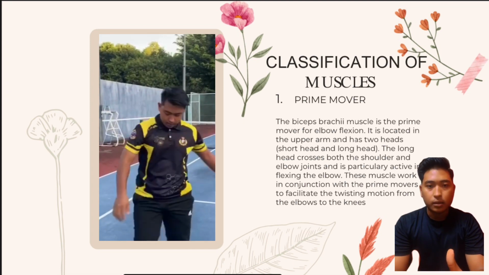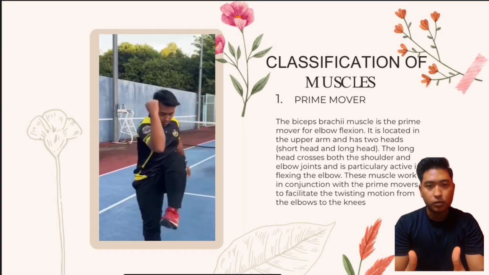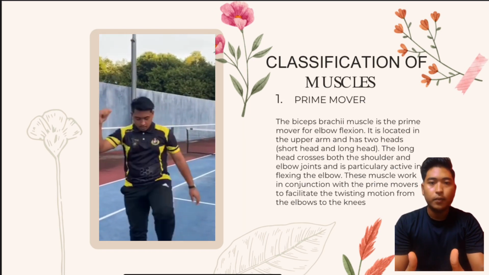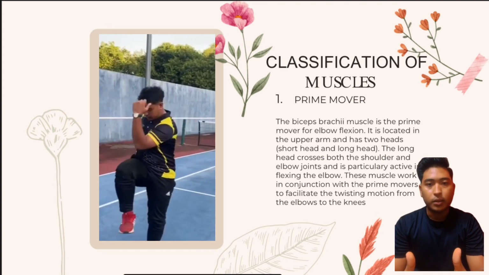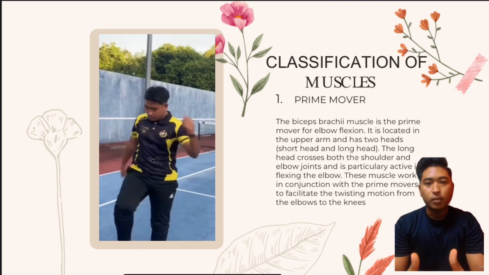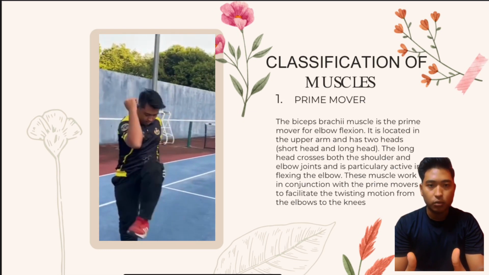The biceps brachii muscle is the prime mover for elbow flexion. It is located in the upper arm and has two heads, the short head and the long head. The long head crosses both the shoulder and elbow joints and is particularly active in flexing the elbow. This muscle works in conjunction with the prime movers to facilitate the twisting motion from the elbows to the knees.